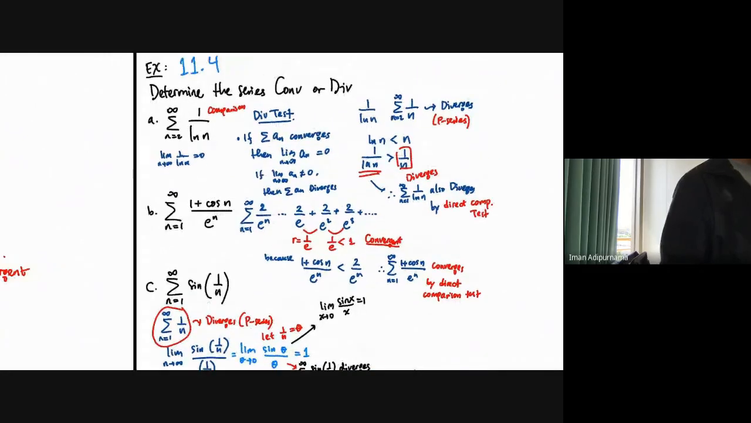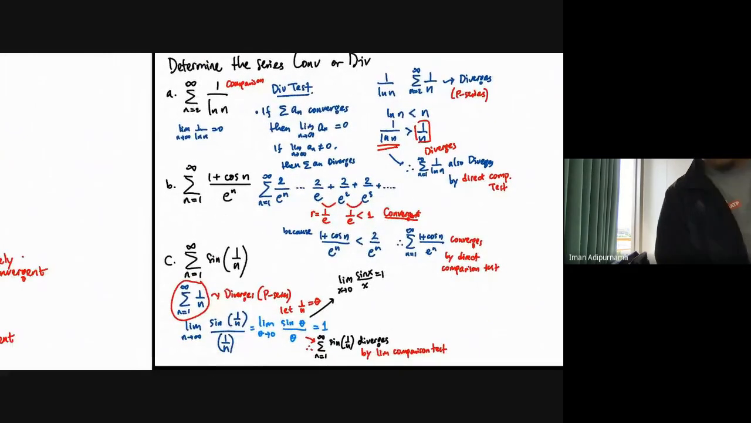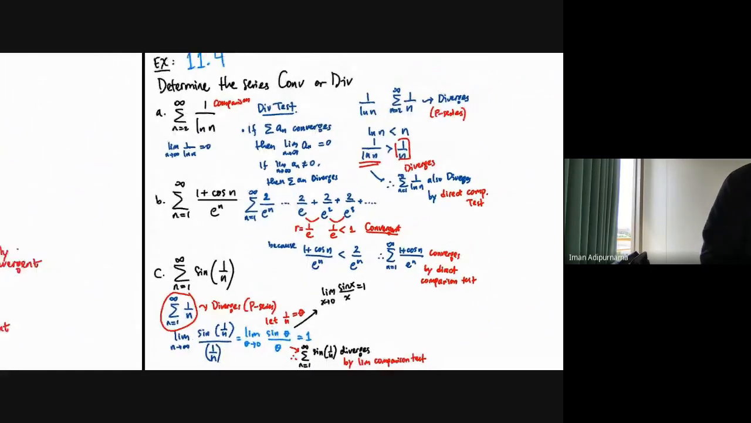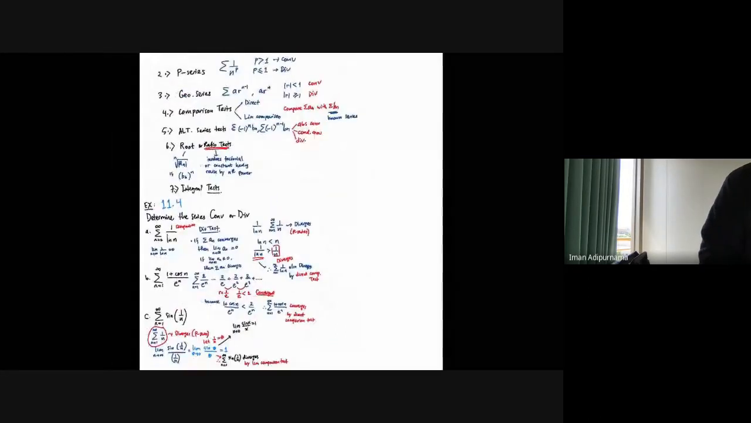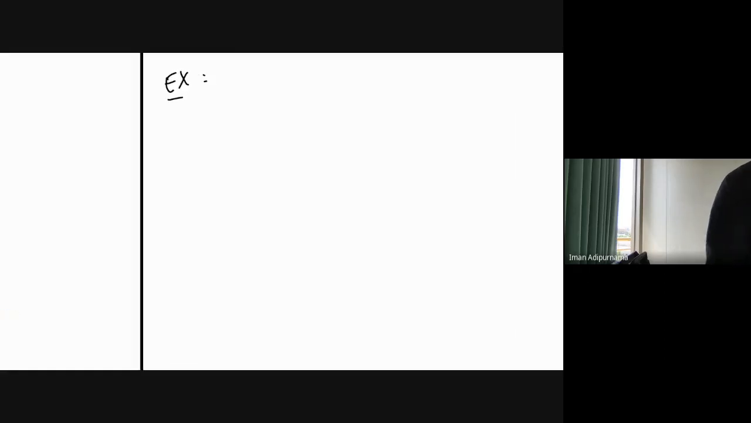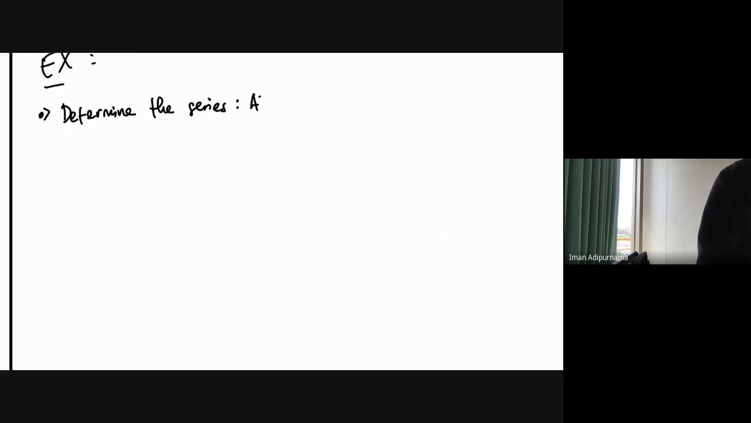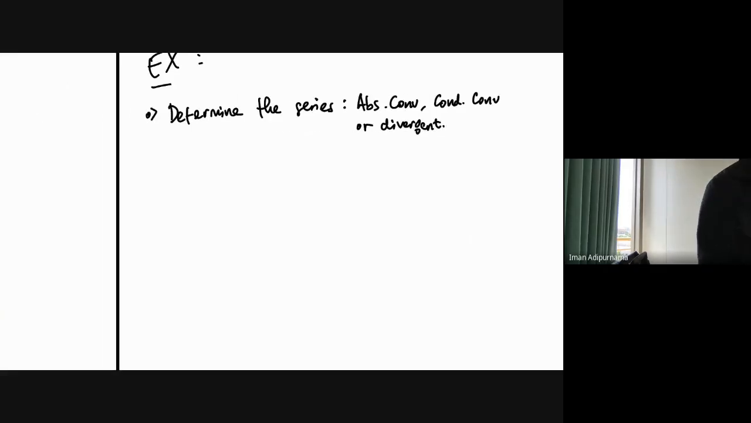The next questions are, I think, from 11.5. Yeah, let's try another one. So determine whether the series is absolutely convergent, conditionally convergent, or divergent. Start from this simple one.